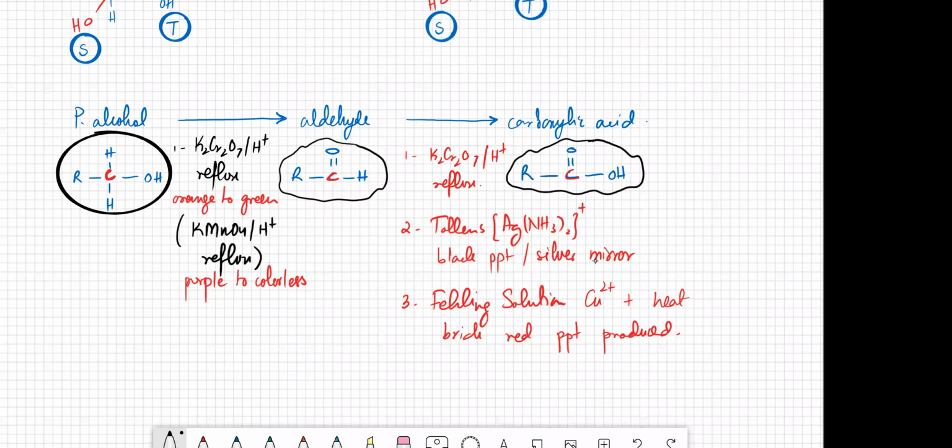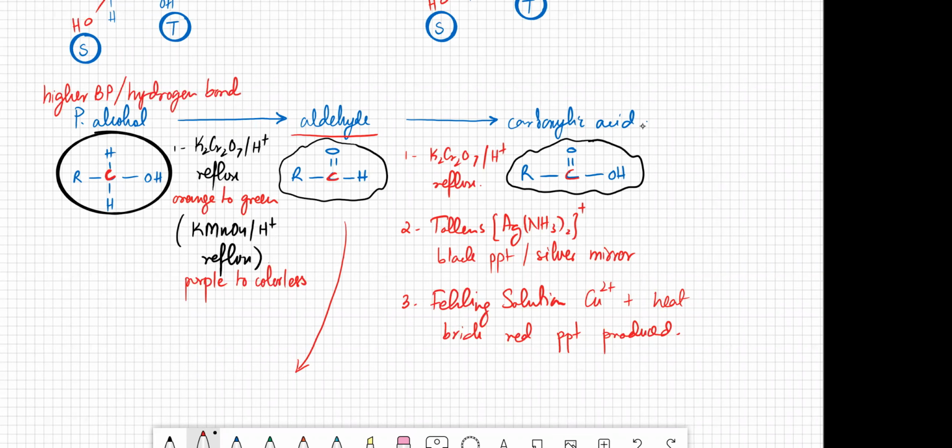And then you've got the second thing, which is what if you want the reaction to stop at an aldehyde? So what do you do in that case? Remember, alcohols and carboxylic acids have relatively higher boiling points. The reason is they're capable of forming hydrogen bonds.